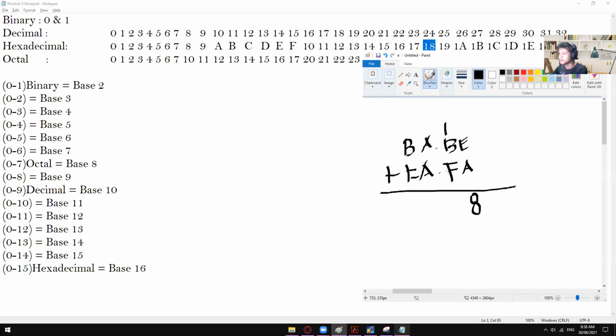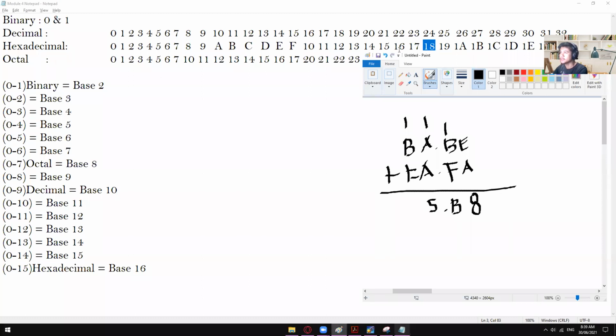So F is 15 plus B is 11. So 26 plus 1 is 27. So 27 is 1B in hexadecimal. So 1 and then B. And then that right here. So A plus A is 20 plus 1 is 21. So 21, but it's 15 in hexadecimal. So carry 1, bring down 5.